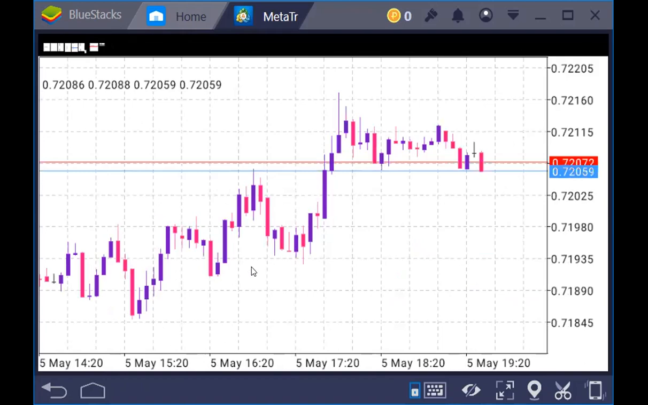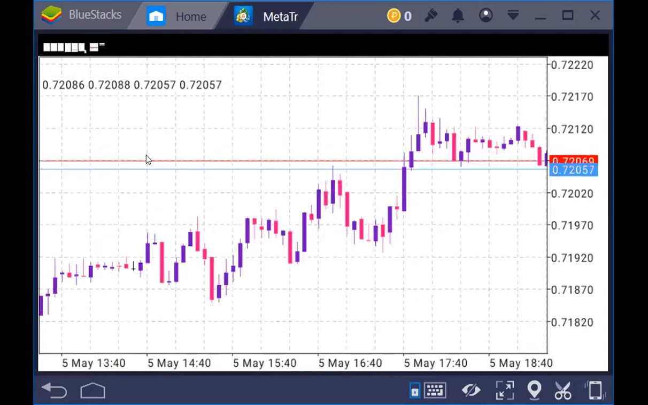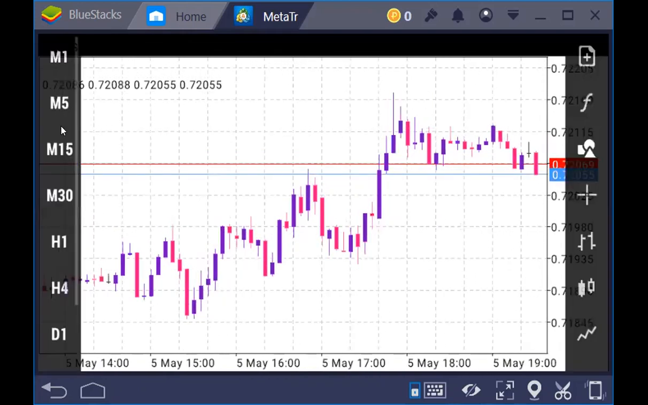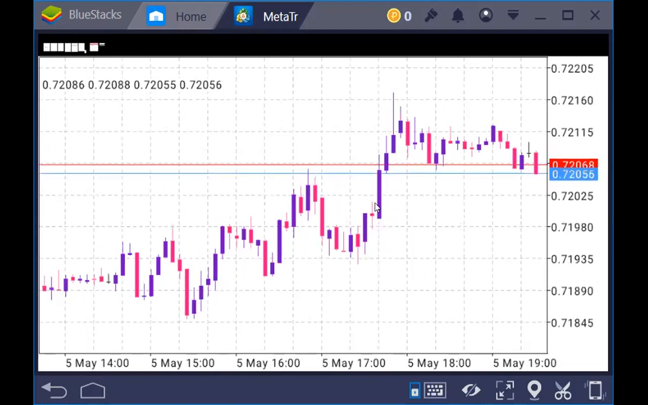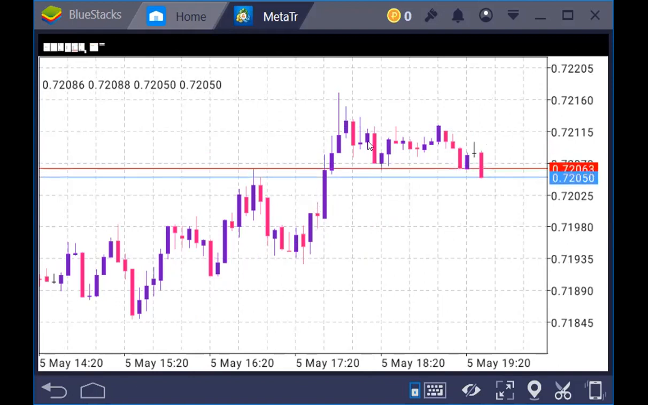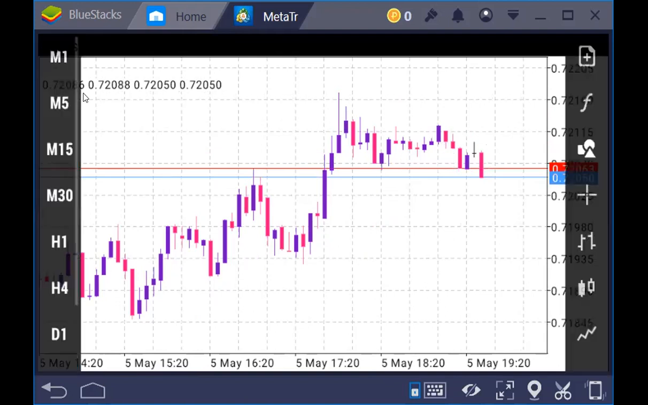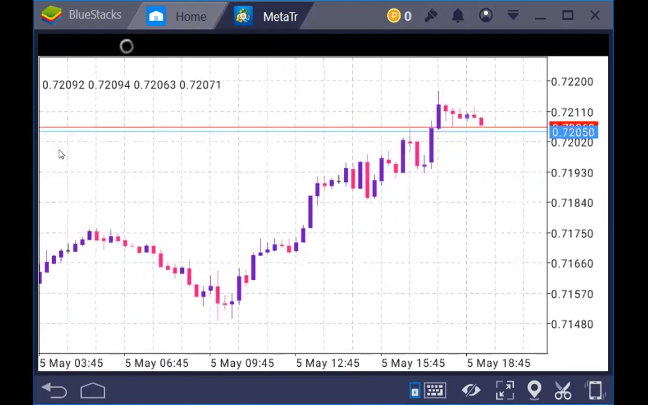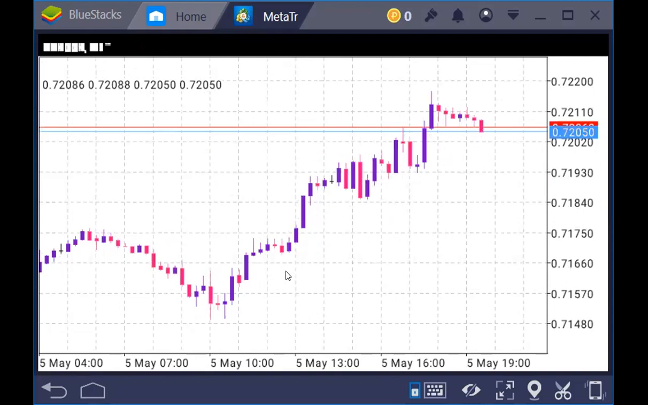So you have 5 minutes. When your chart is on the 5 minute time frame, that means each candlestick is represented by 5 minutes. So this is 5 minutes, 5 minutes, 5 minutes. Each candle stands for 5 minutes. If I turn the duration to 15 minutes, I'm saying I want to see each candlestick standing on its own on a 15-minute duration. That's what we mean.